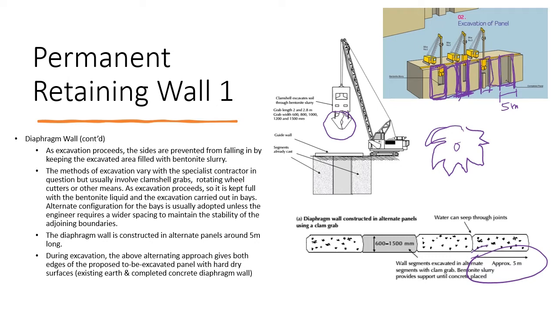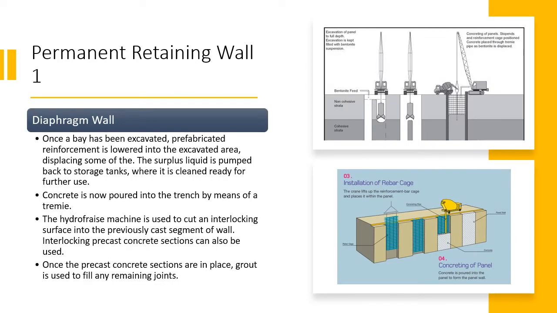Sebelah dia. Okay, later after the segment yang kita buat tu, yang alternate tu siap dulu. Once a bay has been excavated, prefabricated reinforcement is lowered into the excavated area. Setiap excavation, reinforcement dimasukkanlah, displacing some of the soil. The surplus liquid is pumped back to the storage tank. Liquid tu maksudnya bentonite slurry.